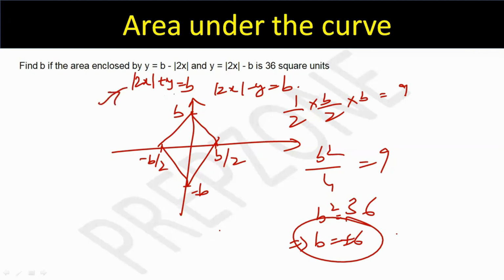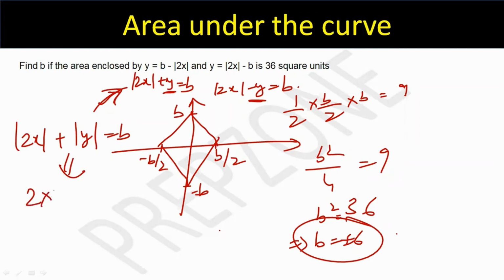Another way could have been, see, this is plus y and this is minus y, right? So it does not matter. The generalized form of this equation can be mod 2x plus mod y equals b, because it is basically a family of lines of this general form. And you know its general form, 2k square by ab. So 2 into b square upon 2 is equal to 36. So b is plus minus 6. Shortcut, without having to plot the graphs.